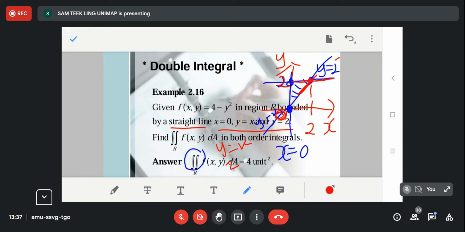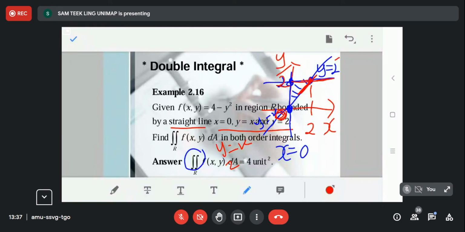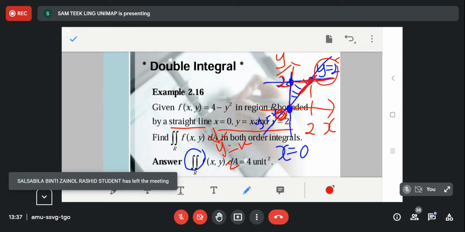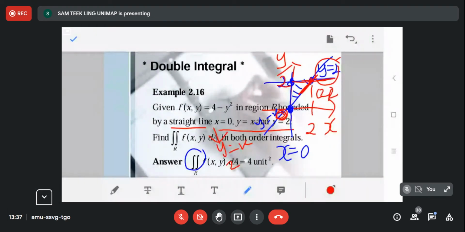Because that point must fulfill the two lines. If you substitute in, it must fit. So y equals x, and we know y equals 2. You put it inside, so we get x equals 2. So we know that point is (2, 2). So this is the first step, we sketch. After the sketch, we got all the intersection points.